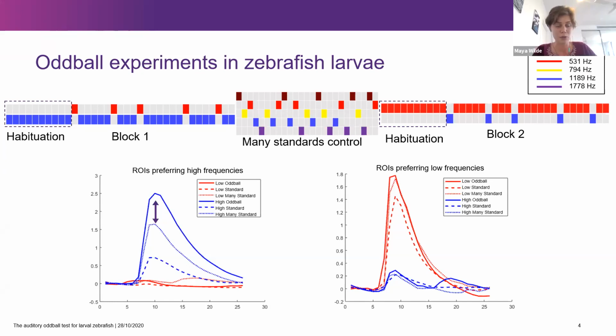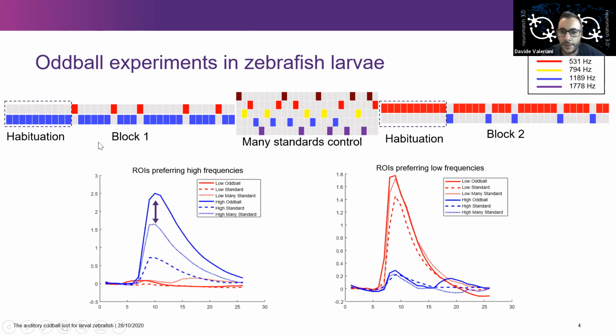The standard is, so for the blue one, for example, that would be in block 1, where the standard is presented a lot of times. The section that I've outlined there as habituation doesn't go into the analysis, but it's just to establish that tone as being a repetitive expected stimulus. And then I average across all of the ones that are not in the habituation block to get the amplitude of that one.